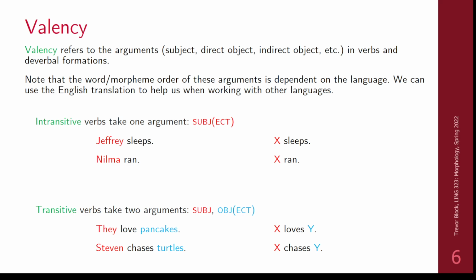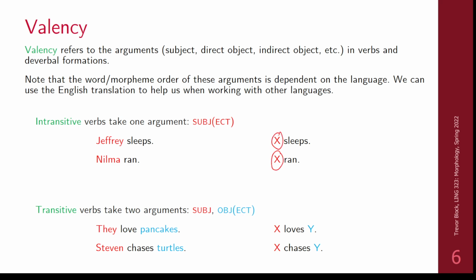When you have verbs, they can be intransitive or transitive or ditransitive. Intransitive verbs have one argument, which is the subject, or subj. So it is monovalent. It has one thing. You can take Jeffrey sleeps, Nilma ran. In both of these cases, it's just like someone or something did that action.